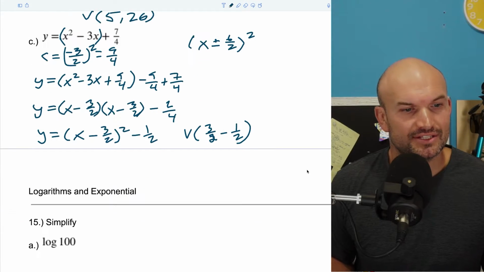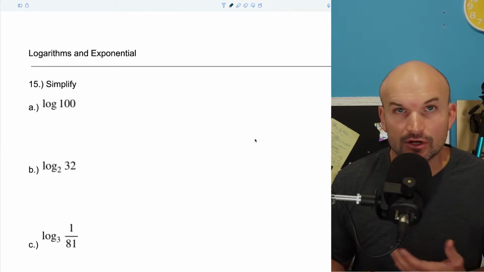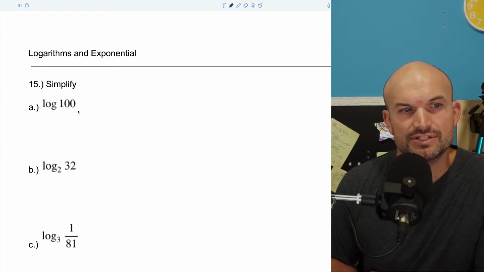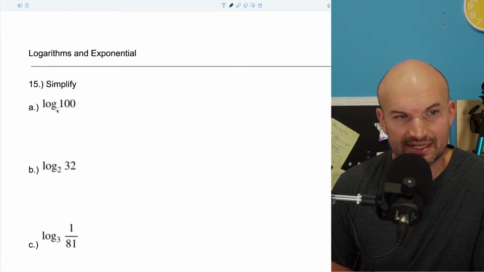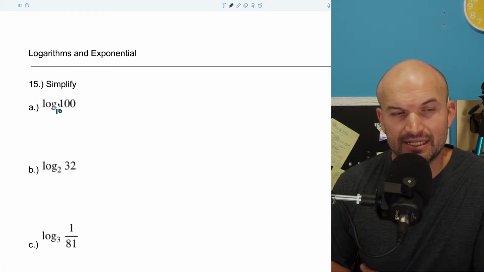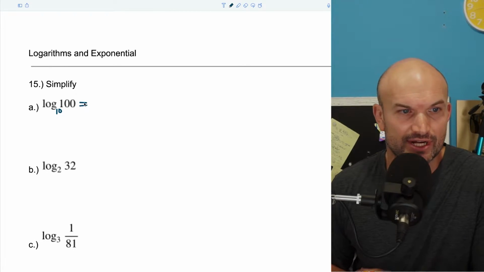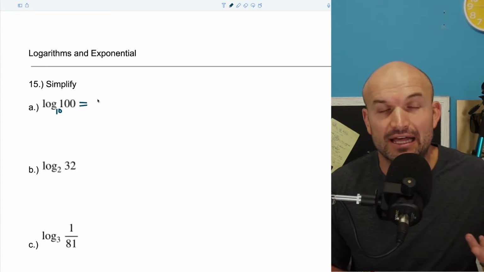Okay, so moving on to the next section, we're going to be dealing with logarithms and exponential functions. So just a couple things to remember. Whenever we have a logarithm and there's no base, that's going to be base 10. And the main thing we need to understand when we're trying to evaluate a logarithm like that is that we want to find the value of this logarithm.